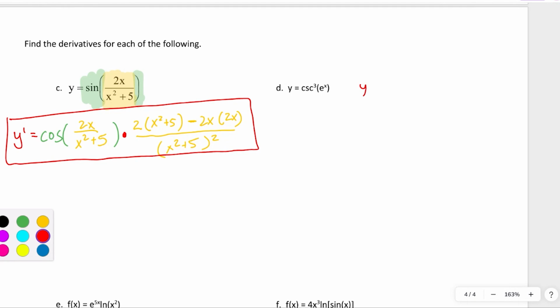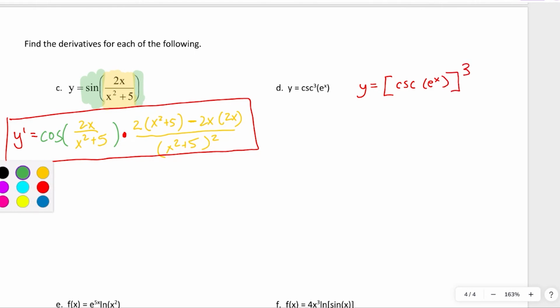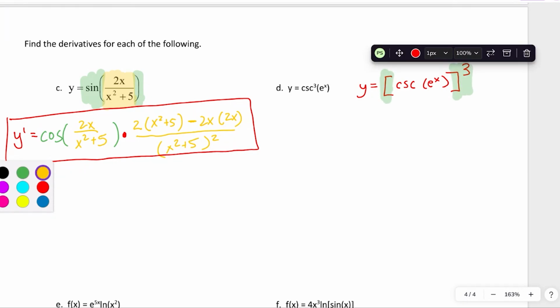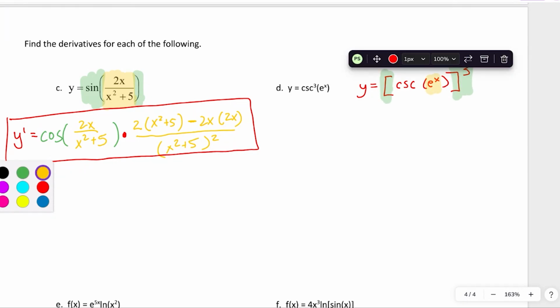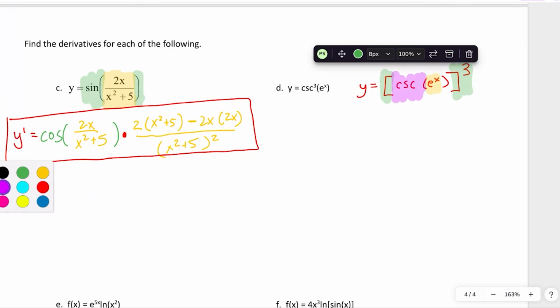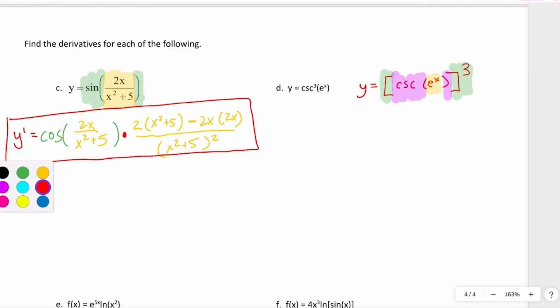D, I'm going to rewrite D. So I'm going to rewrite it as cosecant of e to the x cubed, so that you can more clearly see that our outside function is x cubed. Our most inside function is e to the x, but we do have a middle function here, cosecant. So first we'll differentiate the outside function.